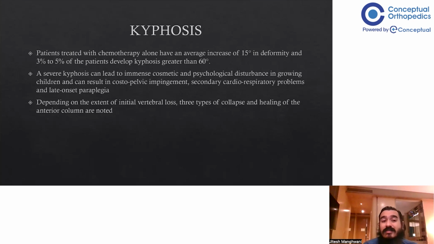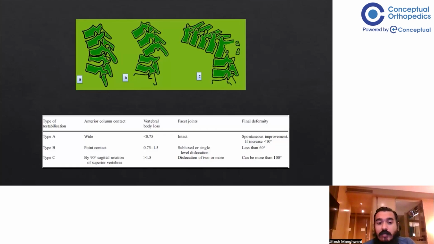So, whenever the kyphosis is severe, that would obviously lead to some cosmetic issues. It can also cause pain. Why would the pain be there? Because of costopelvic impingement. And this pain of costopelvic impingement is severe. There are also secondary cardiorespiratory problems and late onset paraplegia. Depending on the extent of the initial vertebral loss, three types of collapse and healing in the anterior column are noted. So these three types are again important because they are asked in the exam.